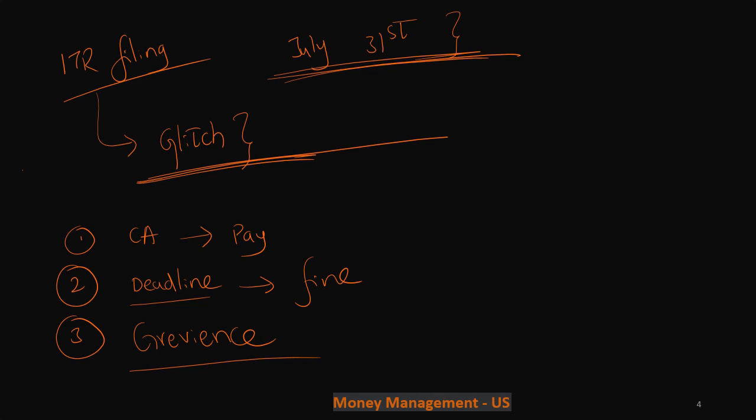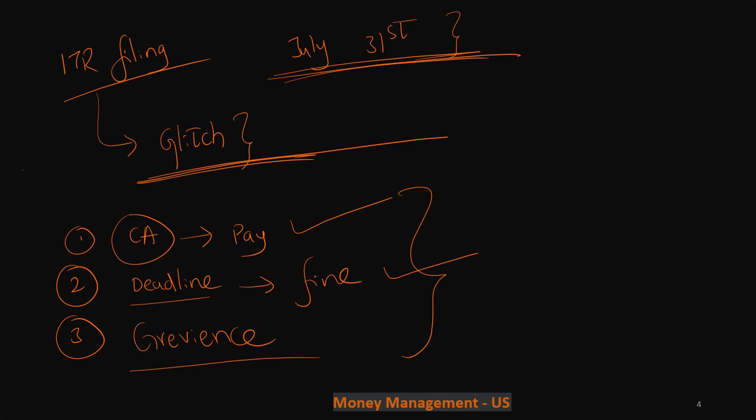If you don't know the solution, then you have to give your ITR to some CA and get it done, in which case you have to pay, and that is one option. Or otherwise you will miss the deadline and you will have to pay a fine. That is not a good idea. And the third one is you will have to file a grievance at the end to avoid any problems. So in order to avoid all these things, know this solution.